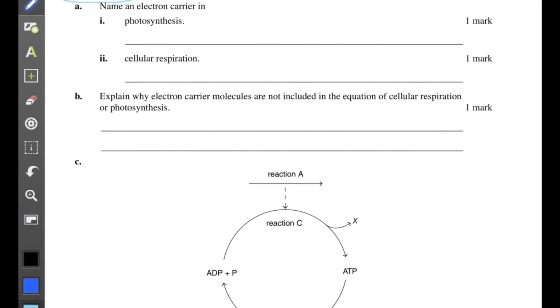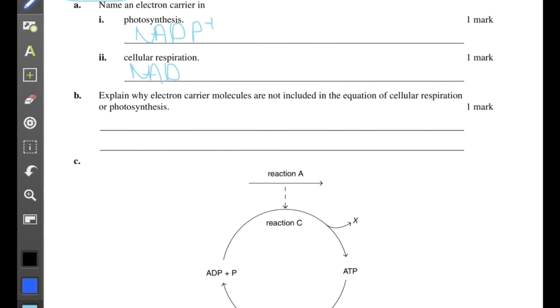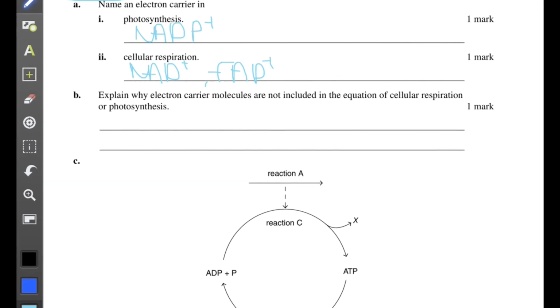So the name of the electron carrier in photosynthesis, remember, P for photosynthesis, is NADP. And in cellular respiration, we have two: NAD and FAD. Explain why the electron carrier molecules are not included in the equation of cellular respiration or photosynthesis.